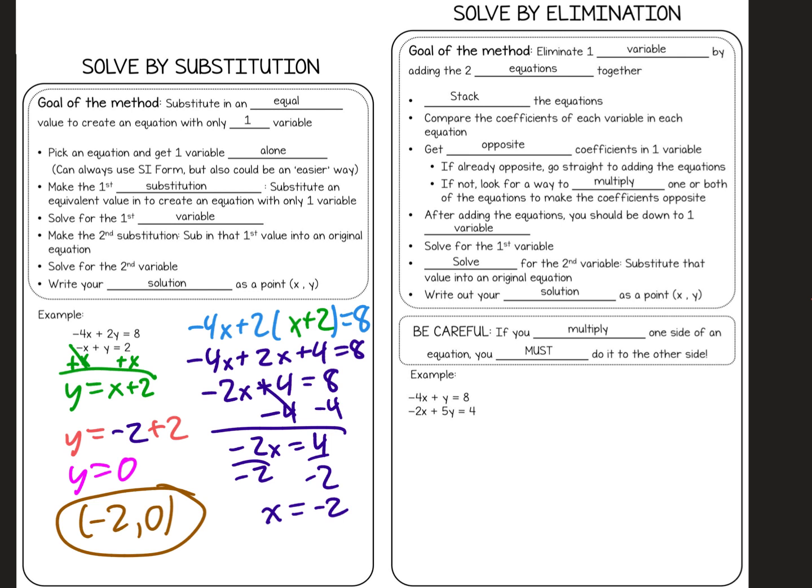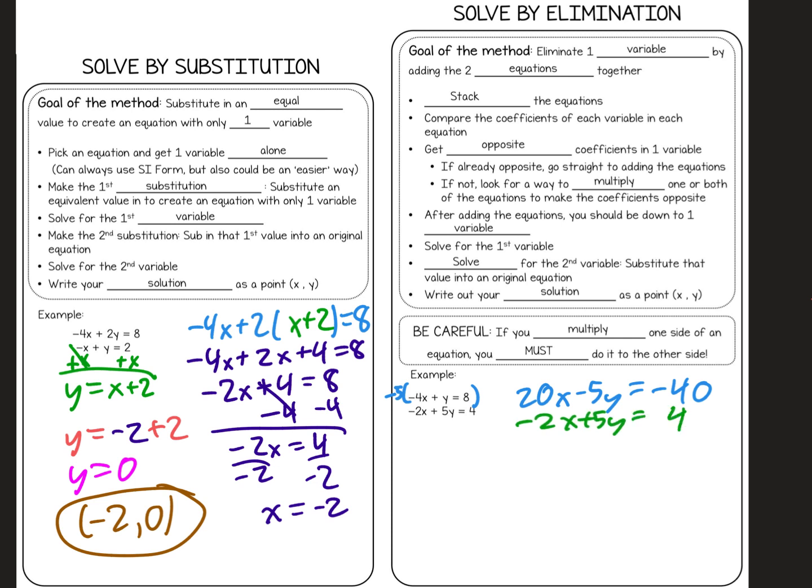I am going to arbitrarily choose to make the y's opposites. Since the second equation has a coefficient of 5y, we will need to make the top coefficient 5 times bigger to get 5y as well. However, we don't want 5y, we want negative 5y so that they are opposites. That means we're going to multiply the top by negative 5. Whatever we multiply the y by, we're going to multiply the whole equation by. The top equation is now 20x minus 5y equals negative 40.